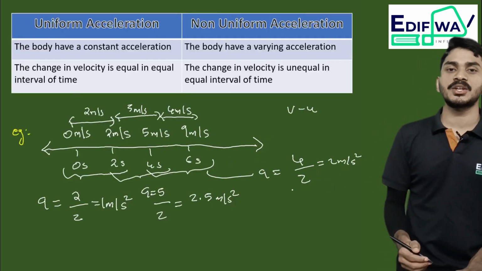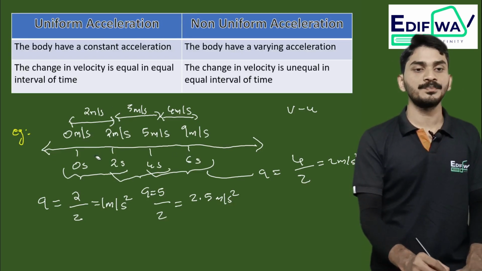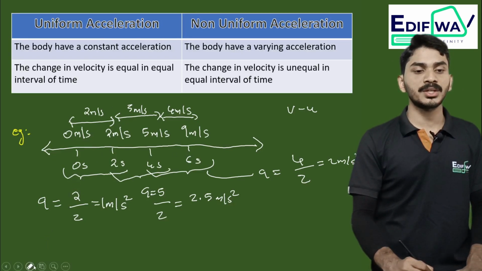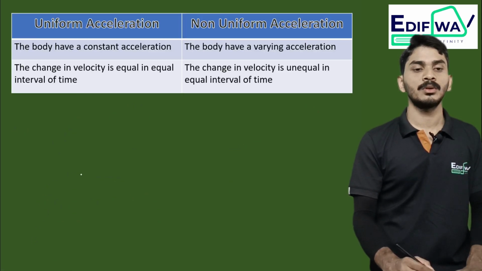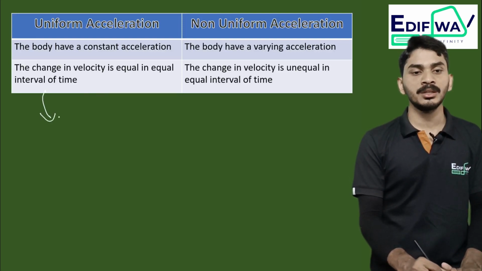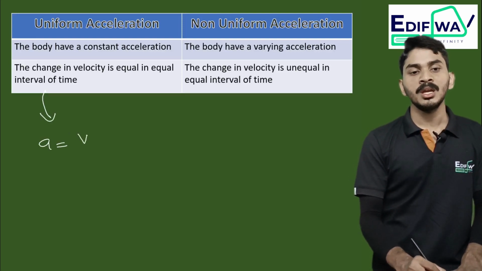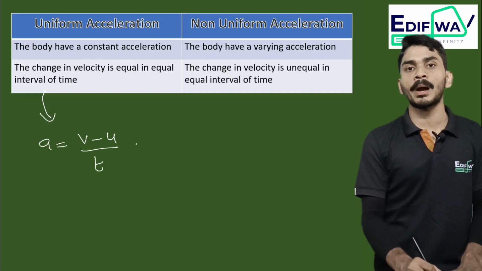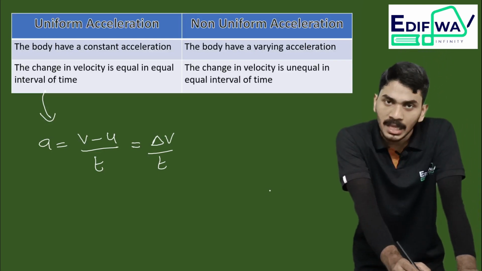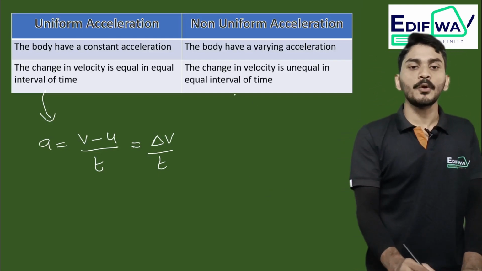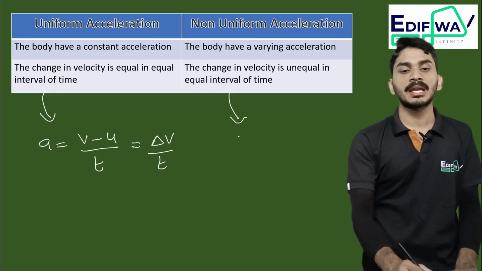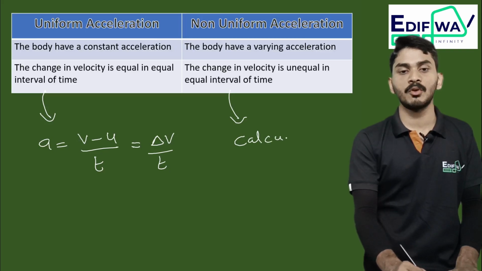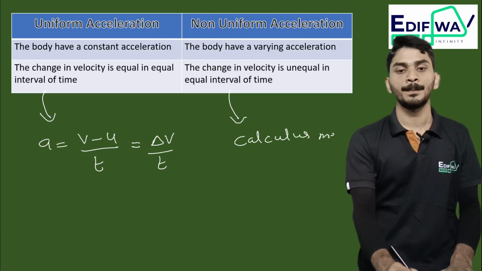Now let's come back to uniform acceleration as well as non-uniform acceleration. For uniform acceleration, you can always use the equation a is equal to (v minus u) by t, or delta v by t, where delta v is the change in velocity. Clear? Now for non-uniform acceleration, you have to use the calculus method. We have only the calculus method.